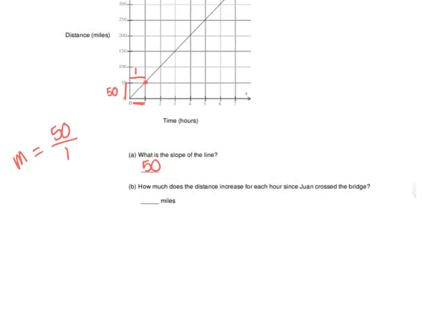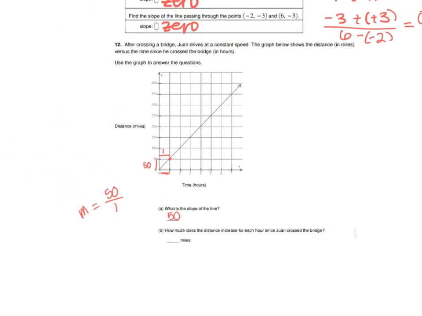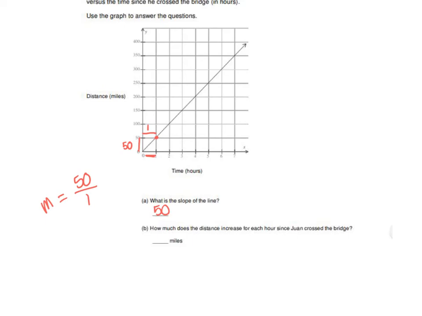Now this is part B. It says how much does the distance increase for each hour since Juan crossed the bridge? Well, after 1 hour, he's at 50. After 2 hours, he's at 100. After 3 hours, he's at 150. So he moves 50 miles each hour.